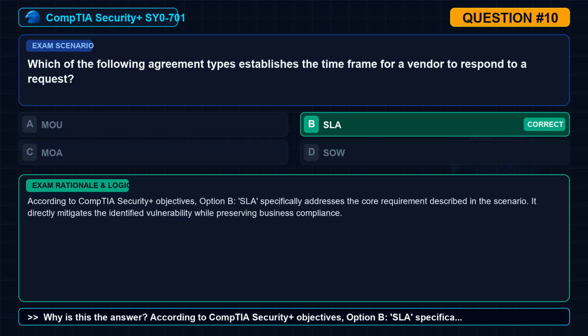Why is this the answer? According to CompTIA Security Plus objectives, option B, SLA, specifically addresses the core requirement described in the scenario. It directly mitigates the identified vulnerability while preserving business compliance. Notice how the question highlights time frame for a vendor to respond to a request. In the CompTIA exam, always look for these operational clues.